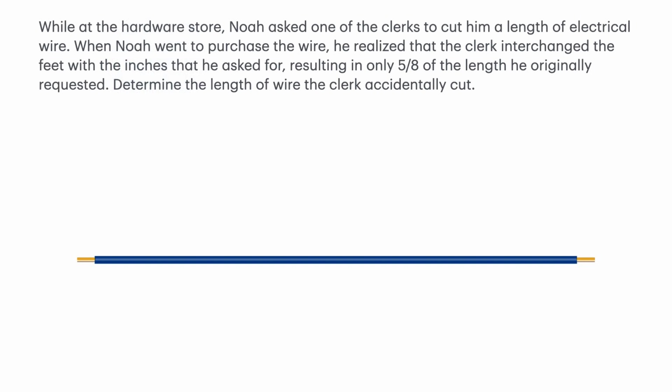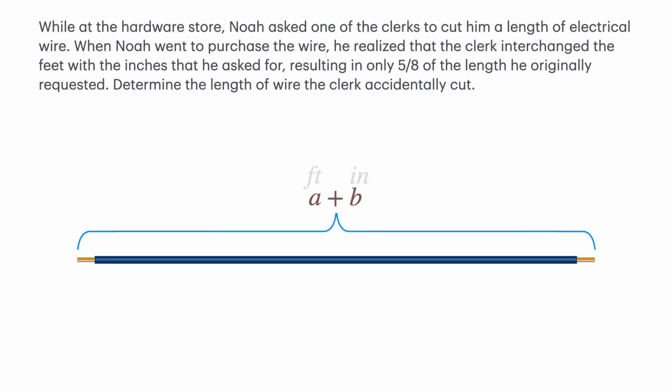Here, Noah ordered a length of wire and indicated the length to be a certain amount of feet and a certain amount of inches. We can label the feet as A and the inches as B. Therefore, the implications are he ordered A plus B length of wire. However, in this problem, there are two units of measure, feet and inches. They both tell the same thing, which is length, but are expressed differently.